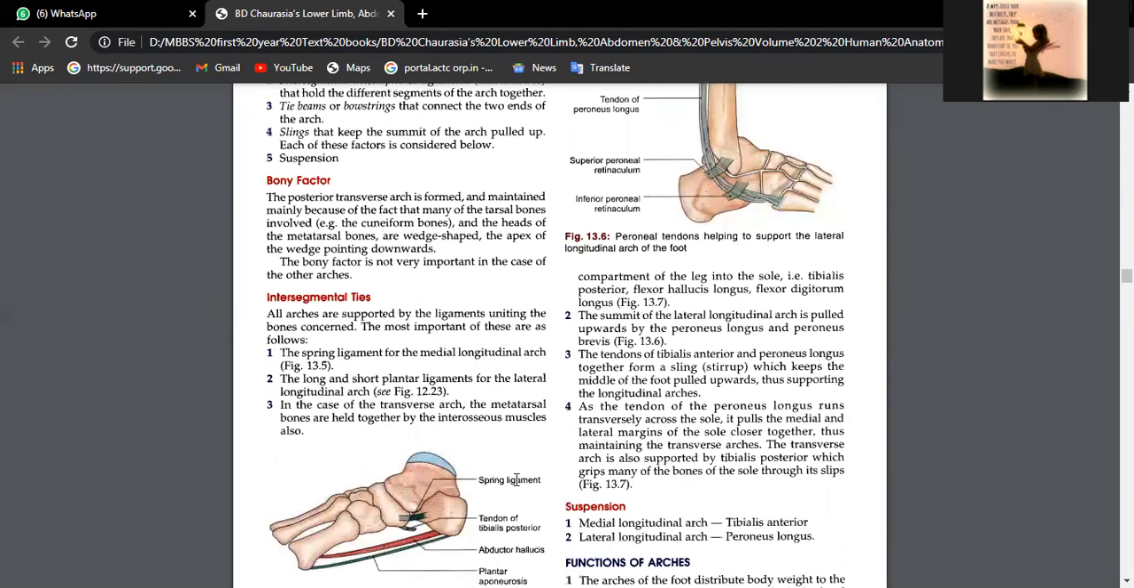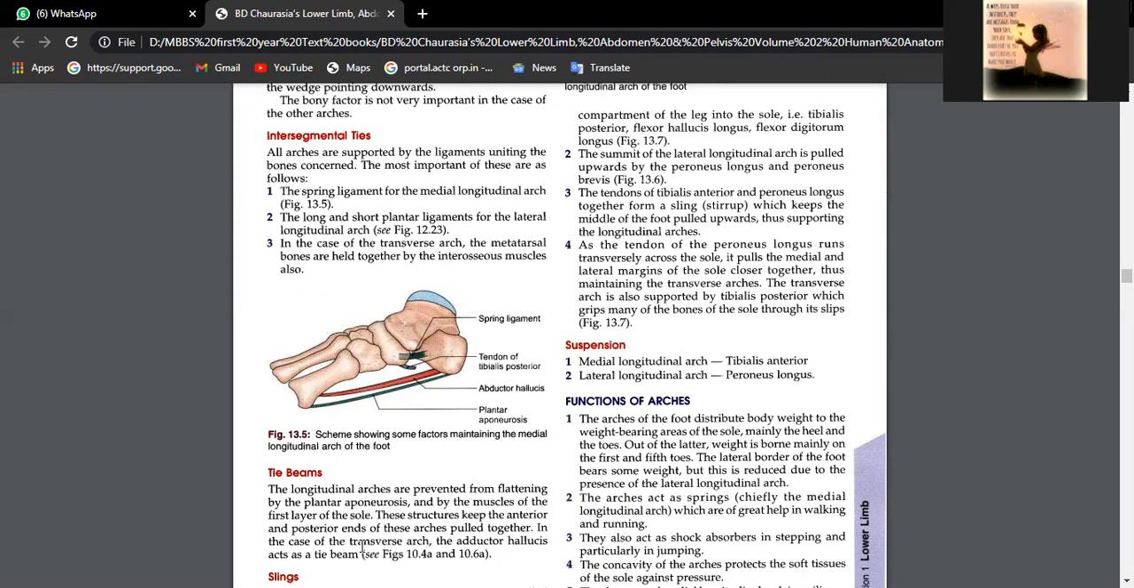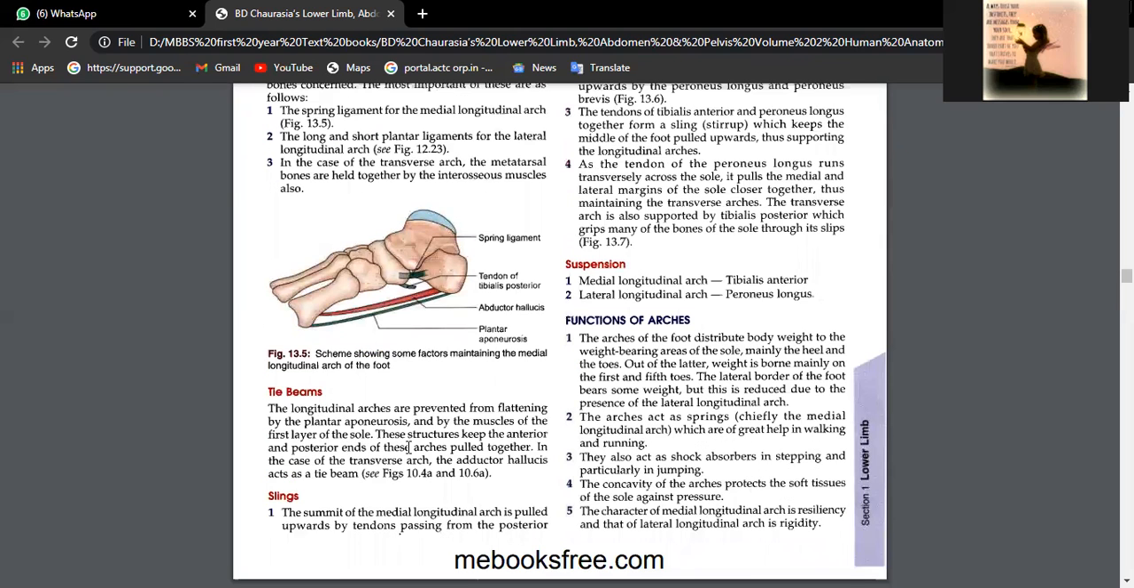Then apart from this, we also have tie beams. The longitudinal arches are prevented from flattening. The first thing is the plantar aponeurosis. See how it is holding? Is it allowing the foot to rest flat on the ground? No. That is one of the factors acting as a tie beam. And the muscles of the first layer of the sole, these structures keep the anterior and posterior ends of these arches pulled together. So you just refer to the picture numbers given here so that you will see these structures, the plantar aponeurosis and all. Then we also have slings.